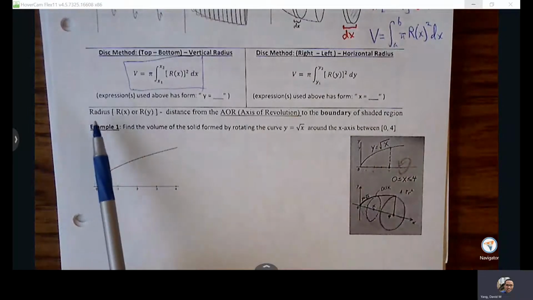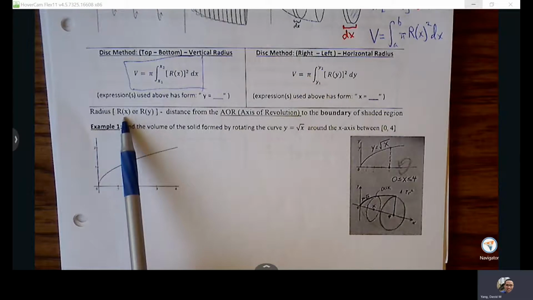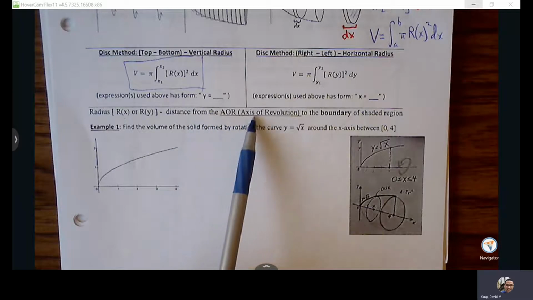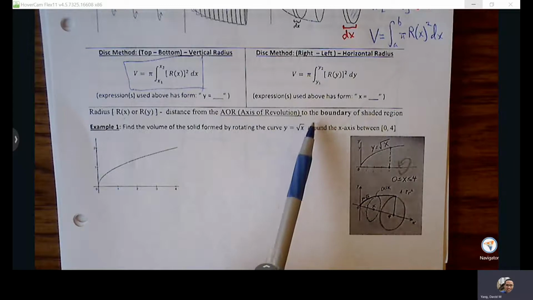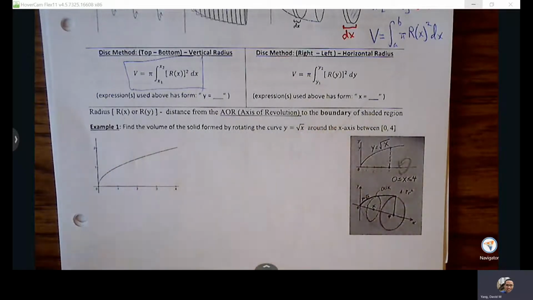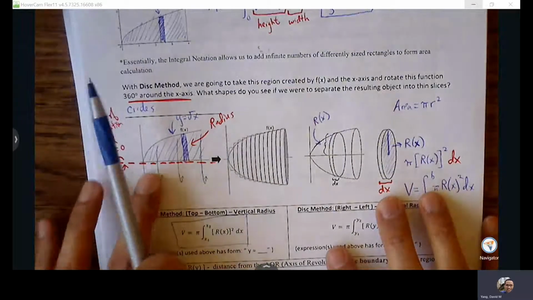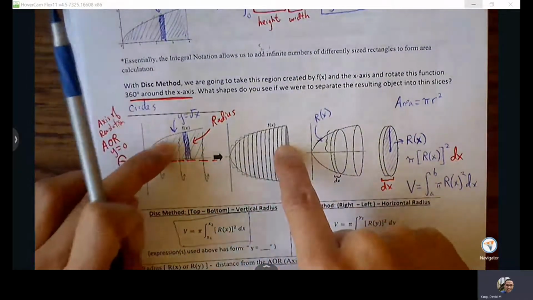Okay, so radius we're going to call big R of x or R of y, but right now we'll just do R of x to isolate just the top minus bottom. And then the distance from the axis of revolution to the boundary of the shaded region, before we called that distance the height of the rectangle, but now we're going to call it the radius. So now we're really going to solve this problem that we have worked out. We're going to find the volume of this object.